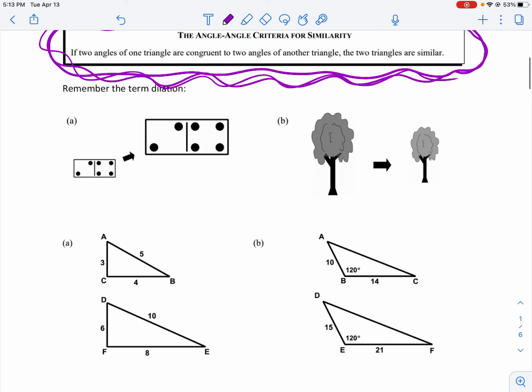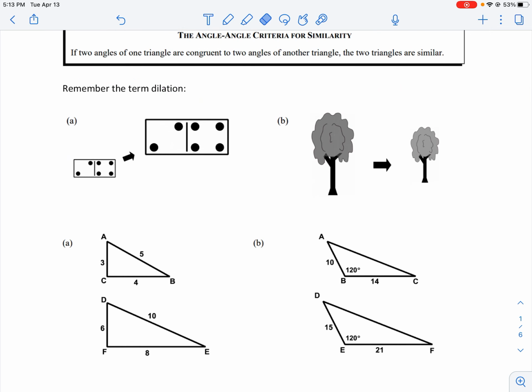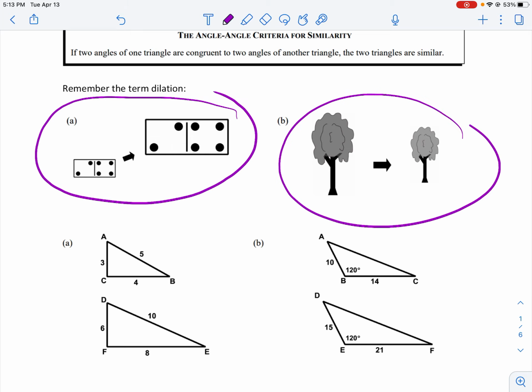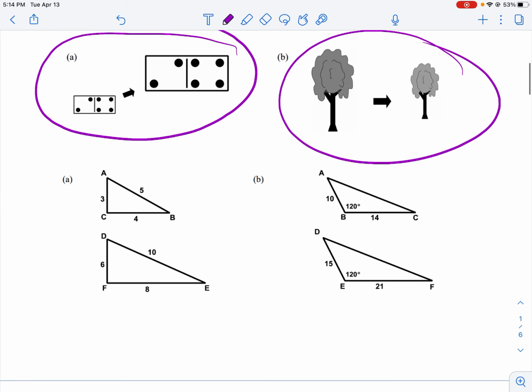Now, if you remember the term dilation, okay, dilation is something that preserves shape but changes the size, right? Remember rigid motions, they preserve size and shape, okay? Dilations preserve shape, but as you can see, they don't preserve size, right? Remember, this one is getting bigger, and this one is getting smaller. But both shapes are the same, just different sizes, right? So that's how you could kind of look at these similar triangles, right? They have similar shapes, but their side lengths are different, right?